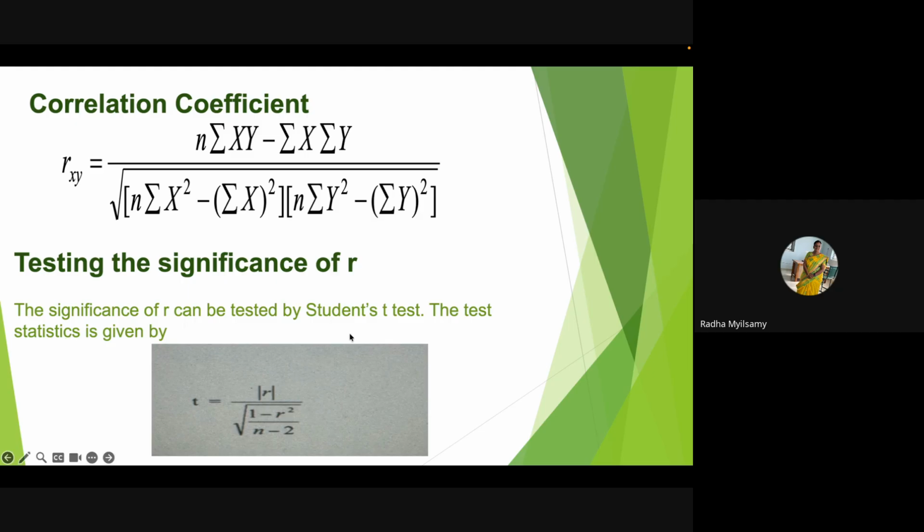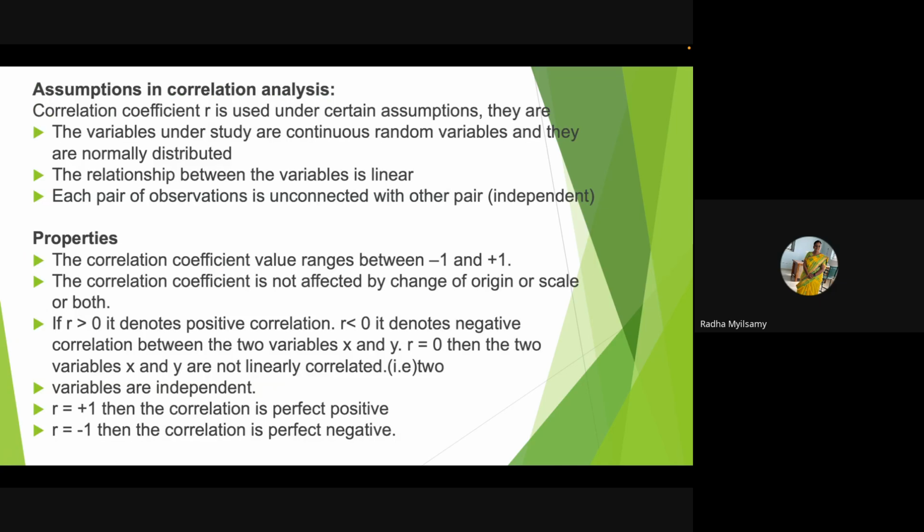This is the formula to test the significance of the correlation. That is, t is equal to modulus of the correlation value divided by square root of 1 minus r square divided by n minus 2. These are all the procedures, and there are assumptions and properties available for correlation. And these are all the assumptions.